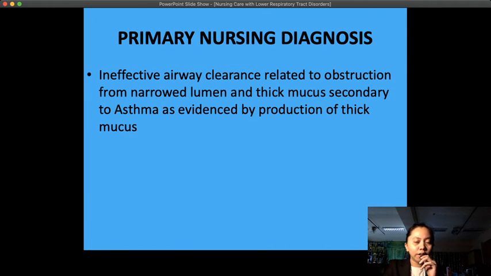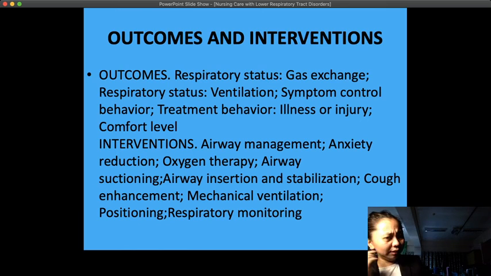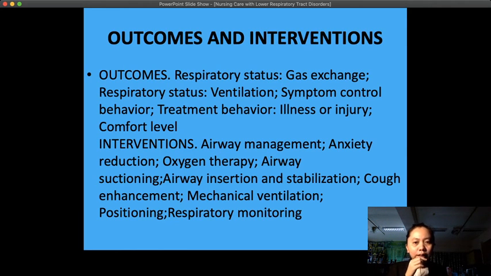And then primary nursing diagnosis: ineffective airway clearance related to obstruction from narrow lumen and thick mucus secondary to asthma as evidenced by production of thick mucus. Outcomes: respiratory status, gas exchange, respiratory status, ventilation, symptom control behavior, treatment behavior, illness or injury, and comfort level. Interventions: airway management, anxiety reduction, oxygen therapy, airway suctioning, airway insertion and stabilization, cough enhancement, mechanical ventilation, positioning, and respiratory monitoring. So it is a case-to-case basis, class.